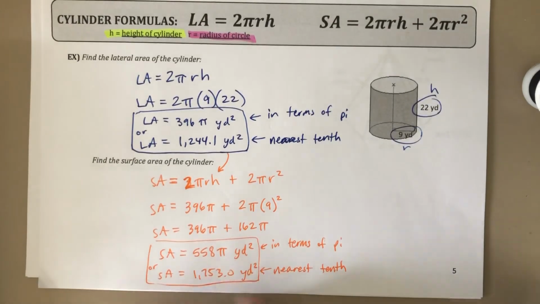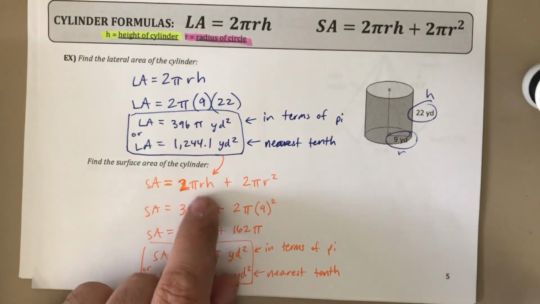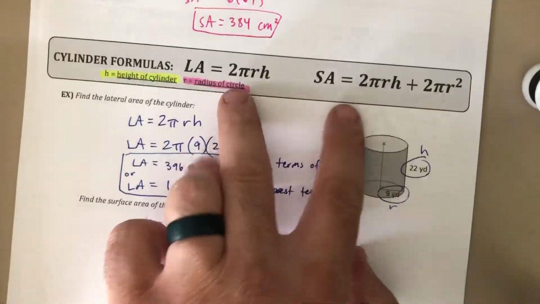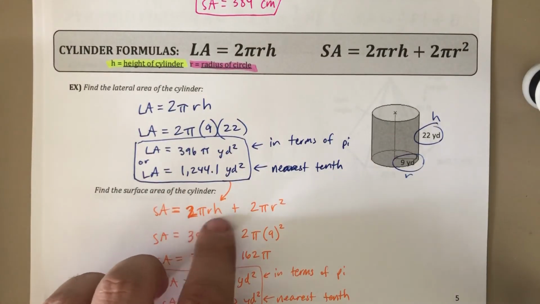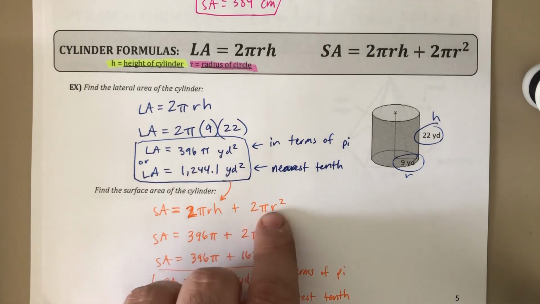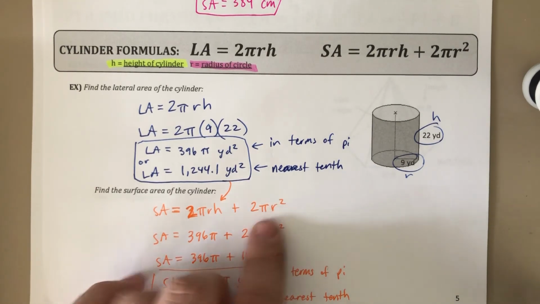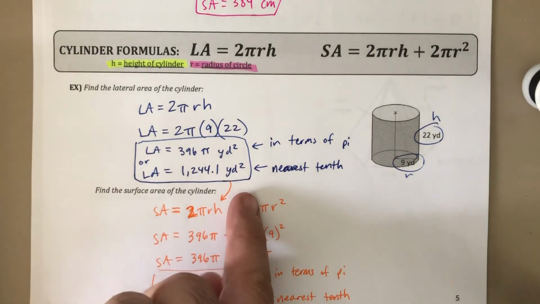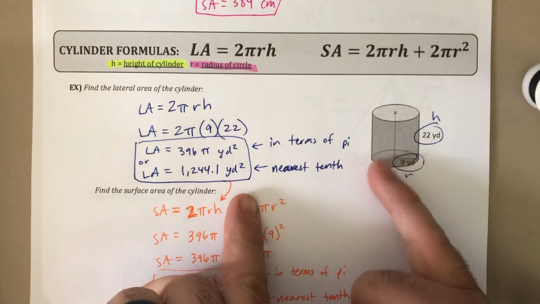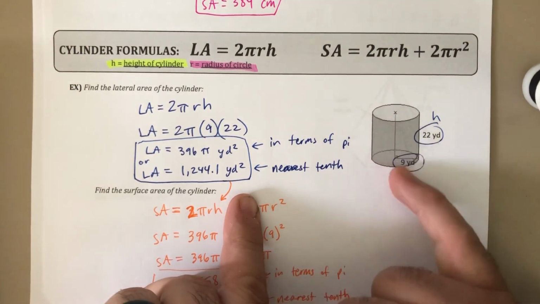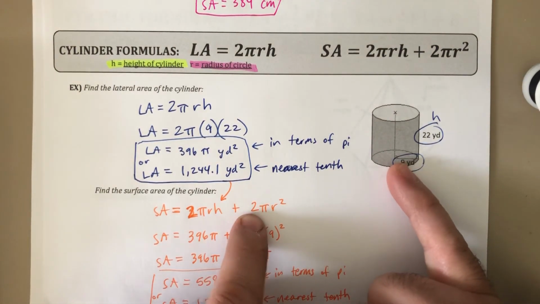Okay, now finding the surface area. Again, the lateral area is that 2 pi rh, right? We've already done it. So this 396 pi, we've already got that. Boom. We just need to add in 2 pi r squared. Now remember, ignore the 2 for a second, pi r squared is the area of a circle. So this is going to get us the area of one of the circles. But we have 2 identical circles, which is why we multiply by 2, right?